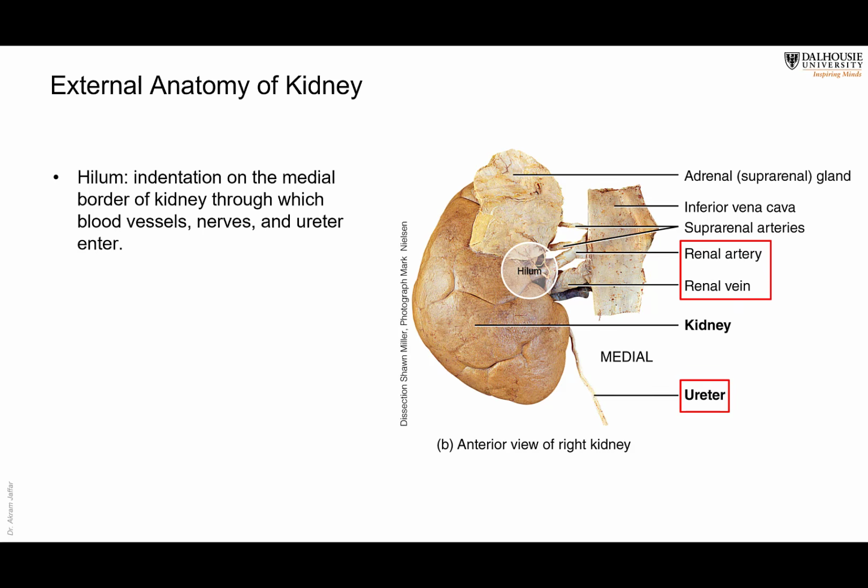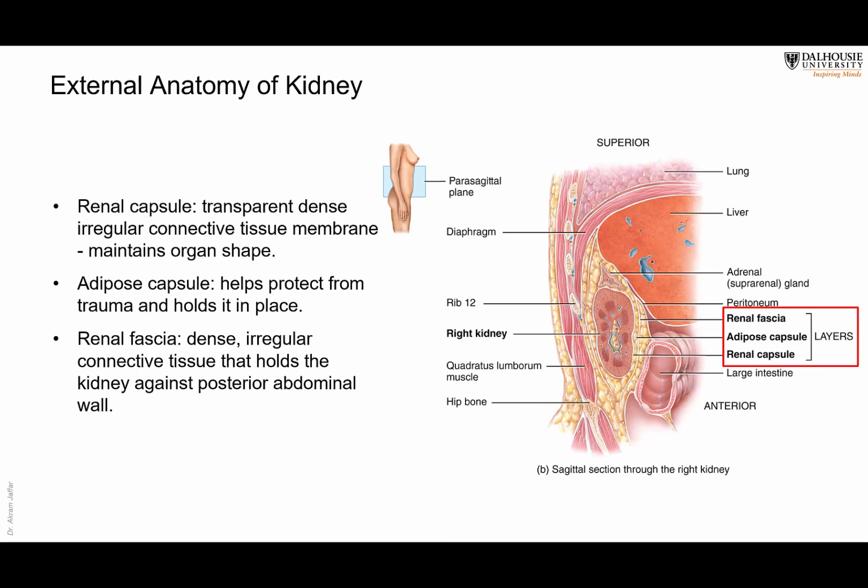There are other structures, but these are the three main structures which are present. There are nerves, there are lymphatics, but the main structures are the renal artery, renal vein, and the ureter.